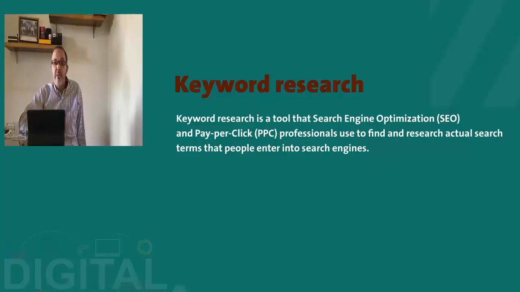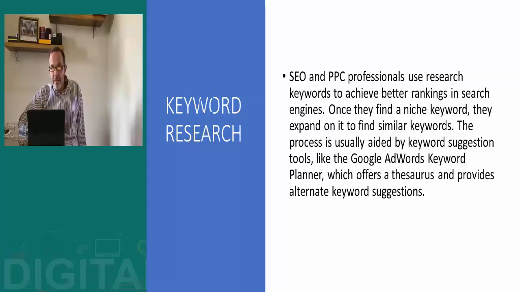search terms that people enter into search engines. SEO and PPC professionals use researched keywords to achieve better rankings in search engines. Once they find a niche keyword, they expand on it to find similar keywords. The process is usually aided by keyword suggestion tools like the Google AdWords Keyword Planner, which offers a thesaurus and provides alternate keyword suggestions.